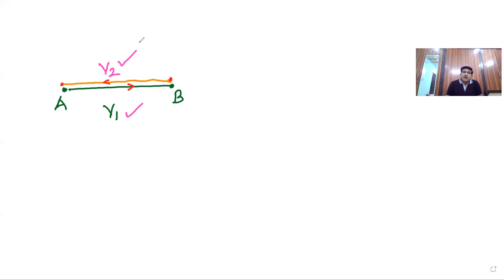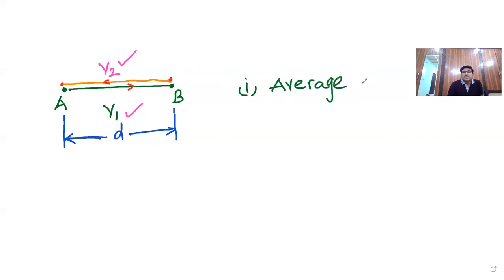Now observe. In this case, the boy is traveling the same distance. Let us say the distance between A and B is some D. Clear? Now let us take the first case, the average speed.